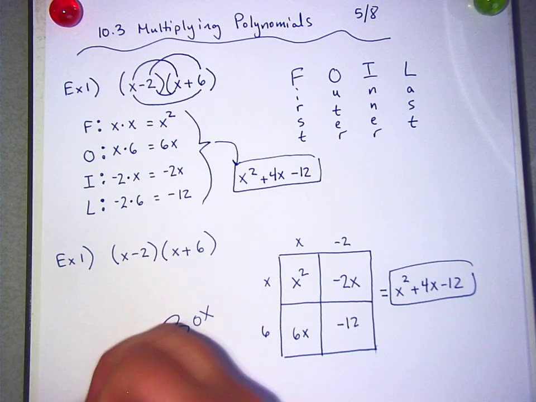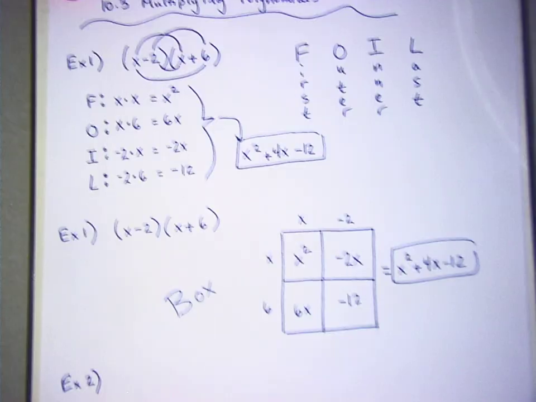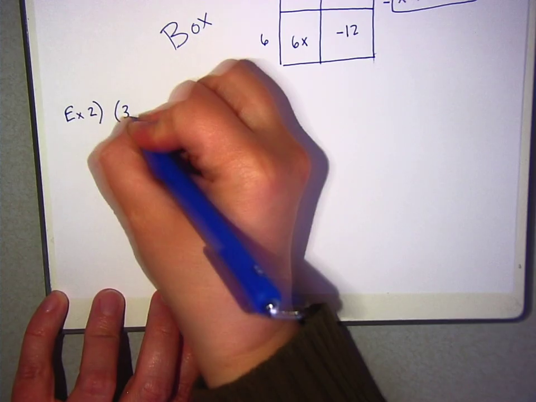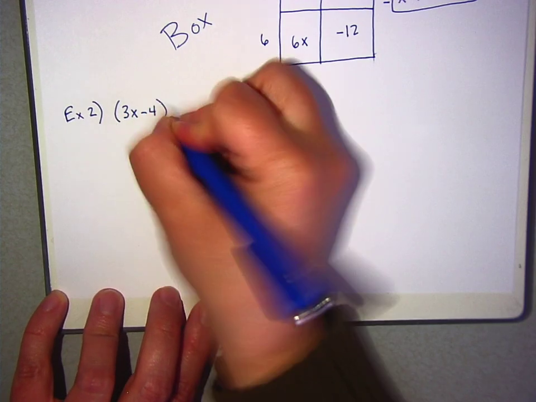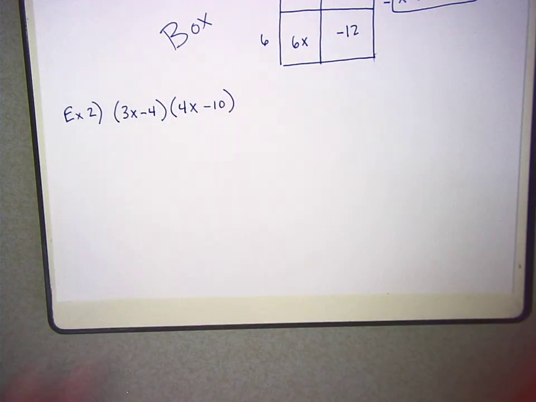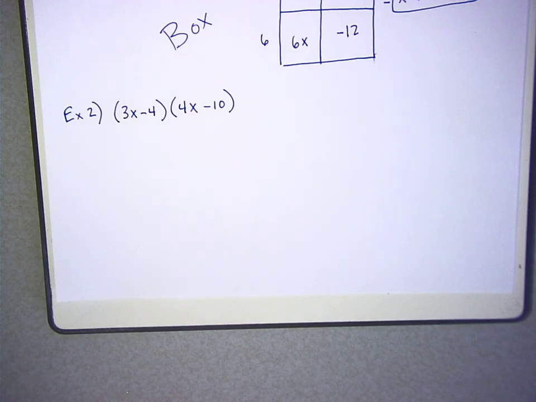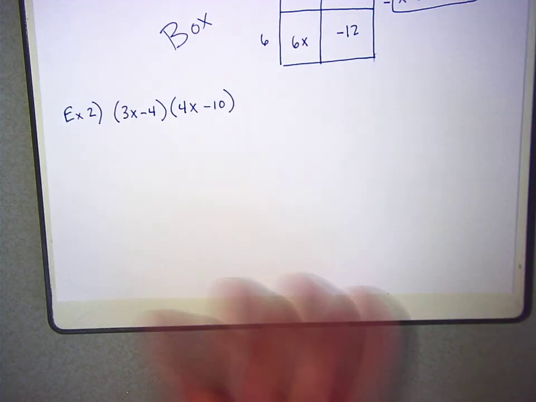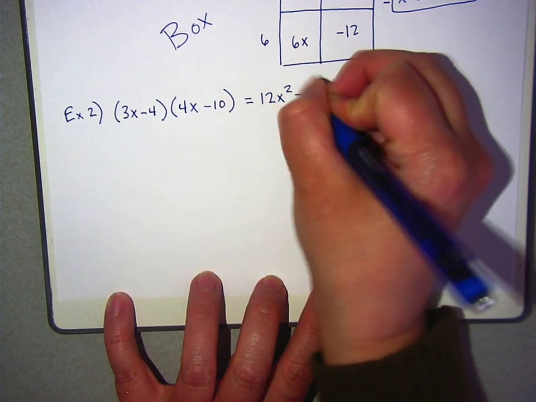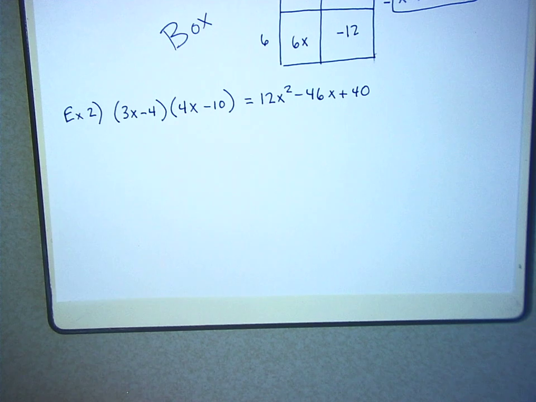All right. Example 2. This one, you may choose which way you do it. You can choose either FOIL or the box method, but I do insist that just for this example, you do the same thing as your partner. So turn to your partner right now and talk about whether you'd rather do FOIL or box. I'm putting the answer up here right now so you can check and see if you're right.